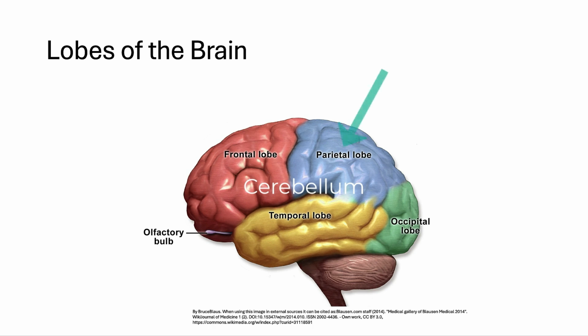Then we have the parietal lobe. This parietal lobe is positioned behind the frontal lobe, and it processes sensory information brought into the brain from sensory organs and nerves, such as touch or temperature that you feel, or even pain that you feel. The parietal lobe plays a role in spatial awareness as well as coordination.